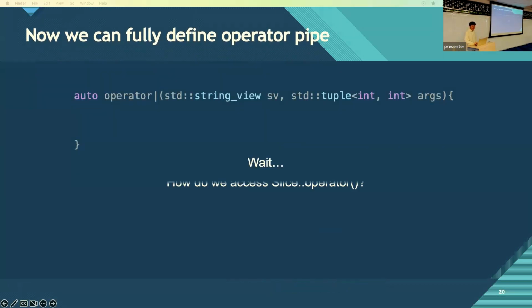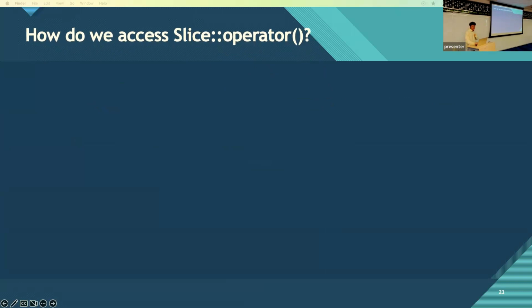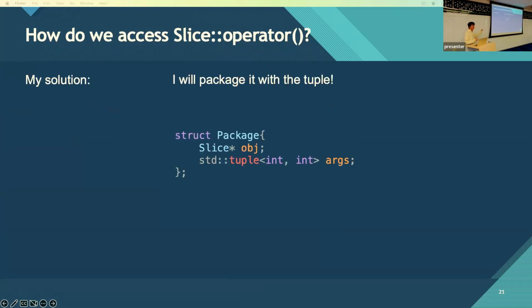Oh, wait a second. I do not have access to that operator. I need an object of type slice to access the operator paren. Okay? So there's many ways to solve this issue. The way I decided to solve this is by packaging it together with a tuple. So I made a struct that holds a slice pointer and my tuple of arguments. I guess that's one way of doing it.